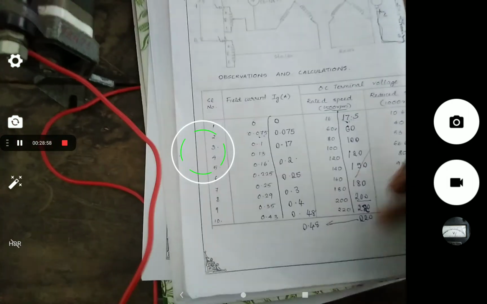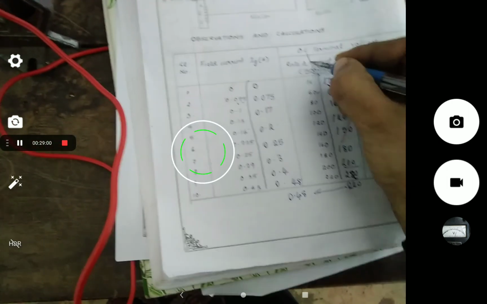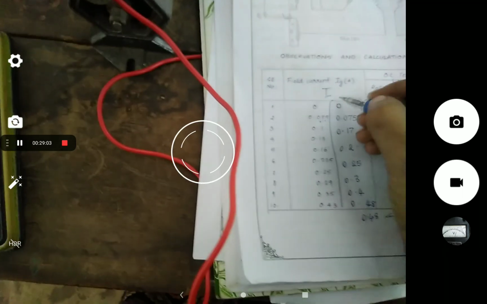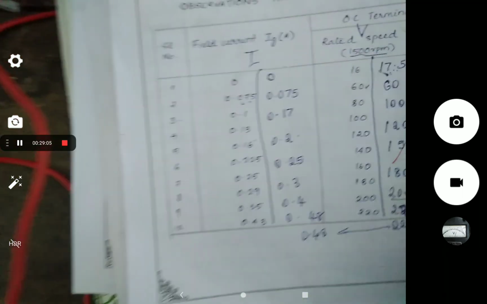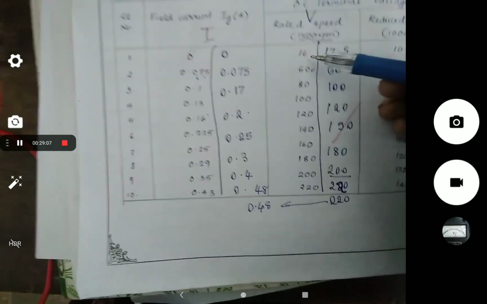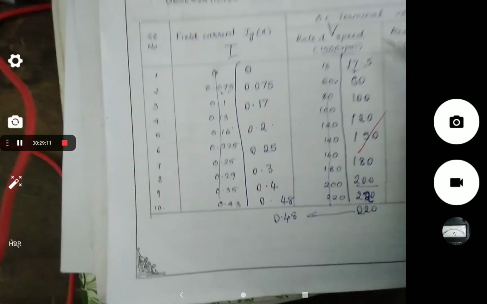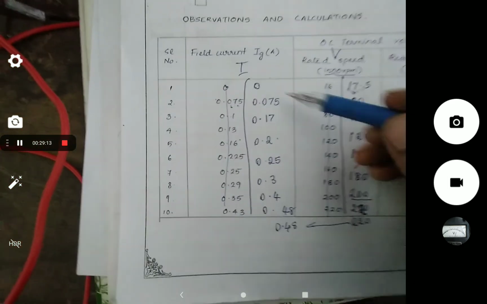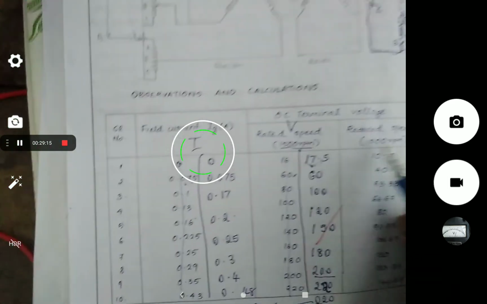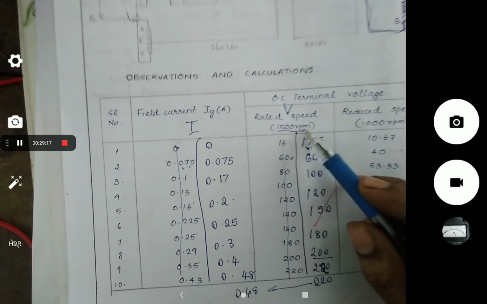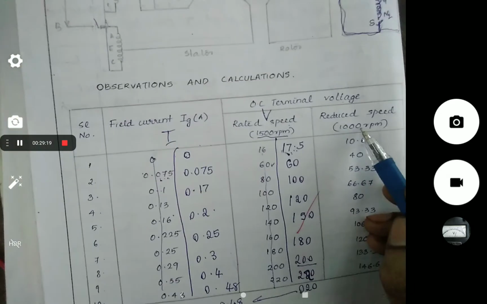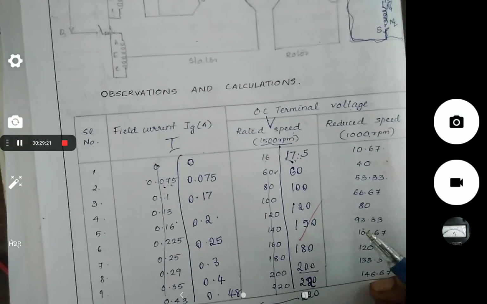Okay. So this is your measurement: this is voltage and this one is current. Voltage and current reading. So note down. This is an initial reading which was taken by your senior. Just take this reading and do the calculation. This is your rated speed, 1500 RPM. This is for 1000 RPM. Just calculate by using the equation. So this is the reading.